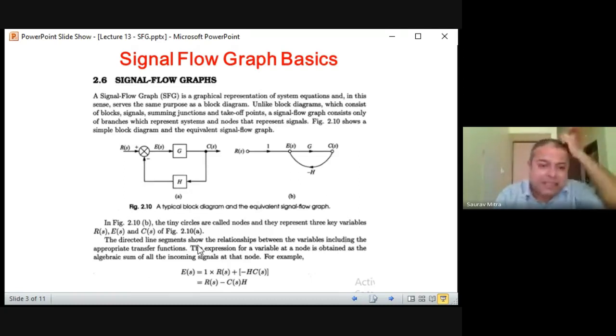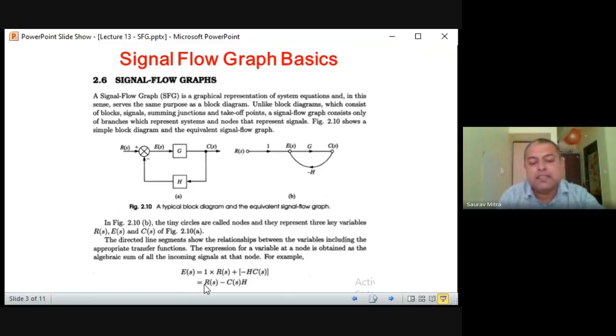Okay, so the directed line segments show the relationship between the variables, including the appropriate transfer function. Here you can see G is the transfer function. The expression for a variable at a node is obtained by ES. So how much is ES? We have seen that ES is equal to RS minus BS. Here BS is not there, so we can say that it is RS minus CS into H. So CS is coming back with a feedback gain of minus H. So it is RS minus CS into H, that is equal to ES. That is the same thing they have said here.